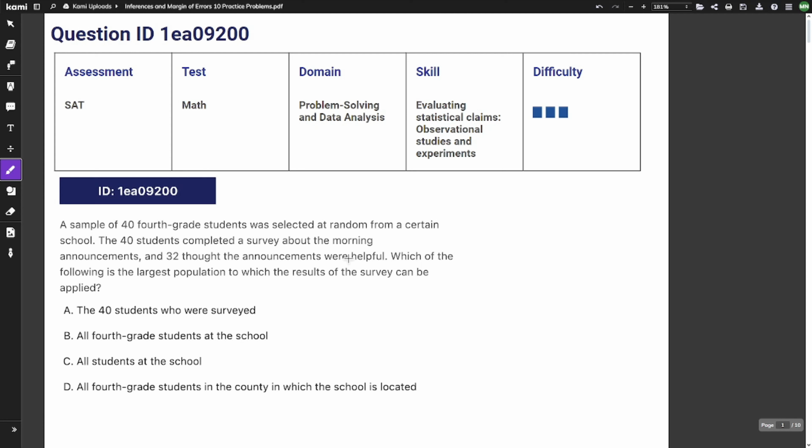Here are 10 practice problems on studies and experiments which will wrap up statistics for the Math SAT.